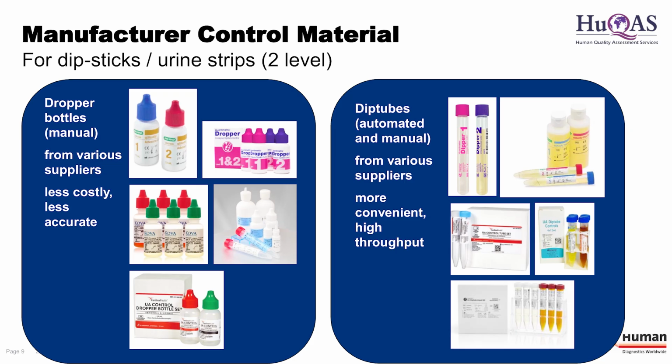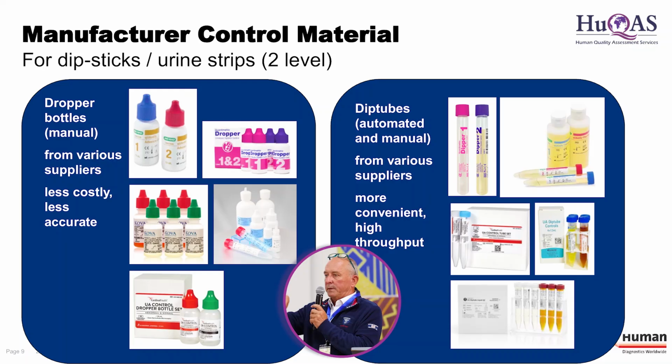The first step in guaranteeing quality is, of course, always to run manufacturer controls. For the dipsticks, the urine strips, there are 2 different types available. You have the droppers, which you can use manually. This is on the left side, yeah, where you drop this control on the strips, and you get a reading, and the control materials have a reference value for it.